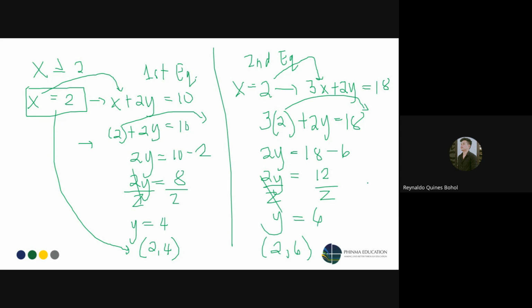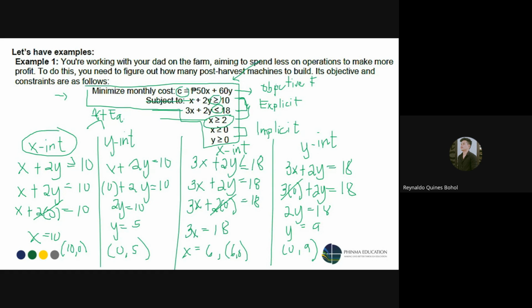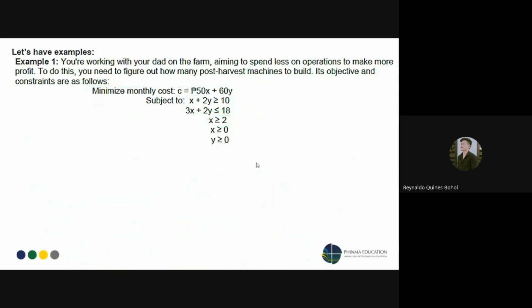Get nyo ba? So, thumbs up po tayo. Nagets po yung ating mga ordered pair. Wala pa yung point of intersection. Kunin natin yung point of intersection natin. So, balik tayo doon sa first and second equation. So, our first and second equation is ito po. Yung nakabox po yan. Kunin ko yan, di ba? So, x plus 2y. Kunin natin yan.